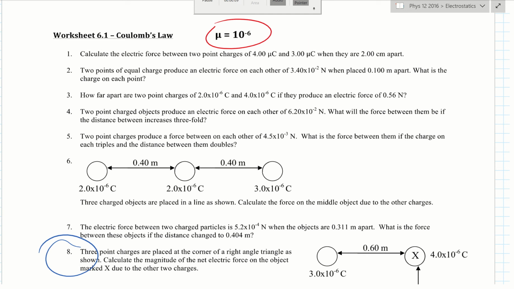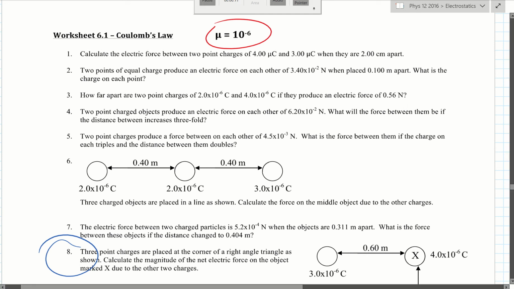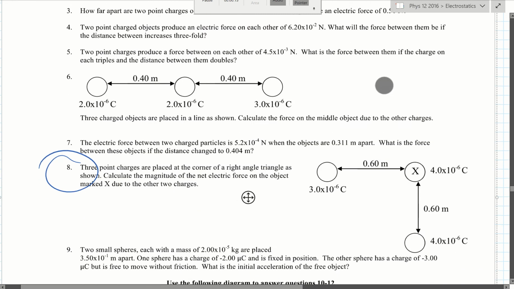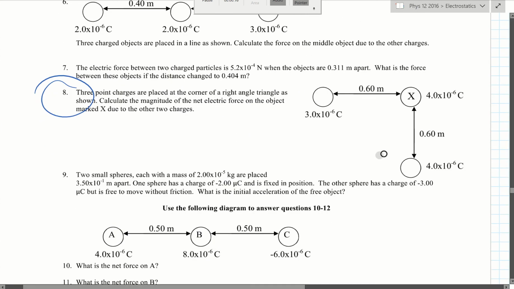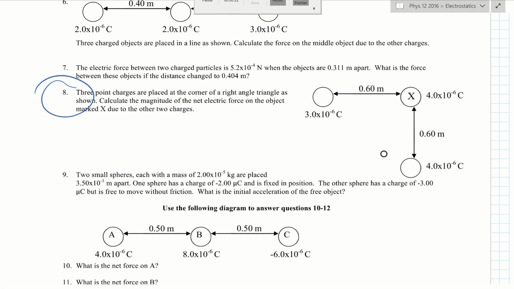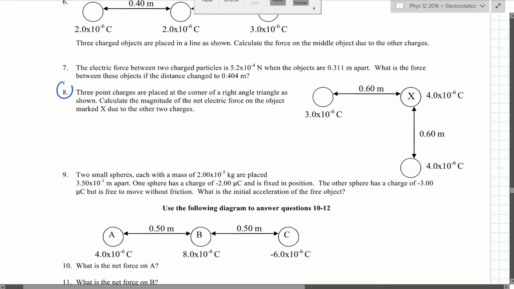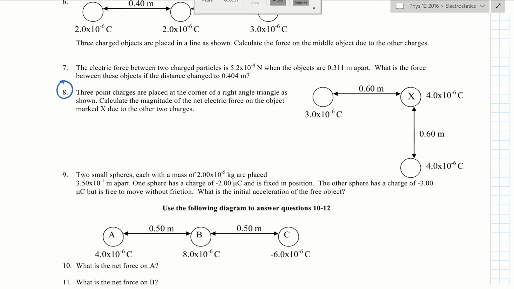So we're looking at this worksheet for Coulomb's law, and one of the questions in here is not like the other because the charges are actually at an angle to each other. Now, what happened in here is you have three point charges, question number 8. Three point charges are placed at the corner of a right angle triangle. Calculate the total force, the net electric force on the charge with the X on it, which is that one.